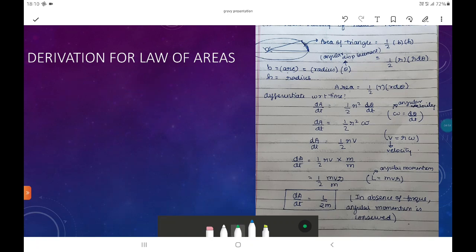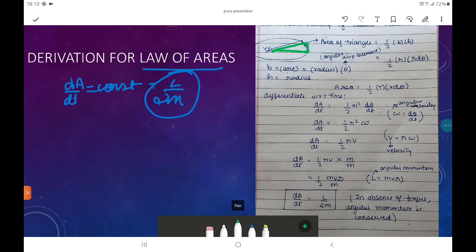You just need to consider the area of a triangle. Suppose the planet moves from this position to this position in that ellipse, with velocity v. If you mark this area, joining the two positions with the sun, it appears to be a triangle.